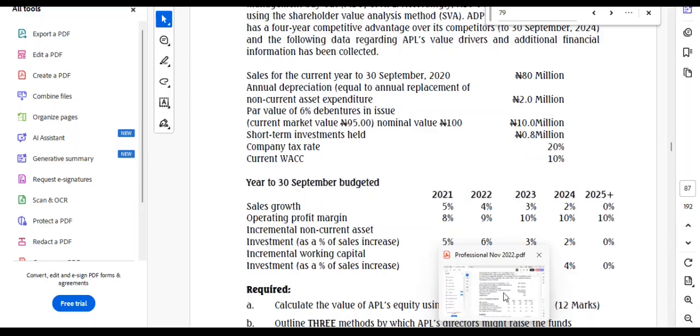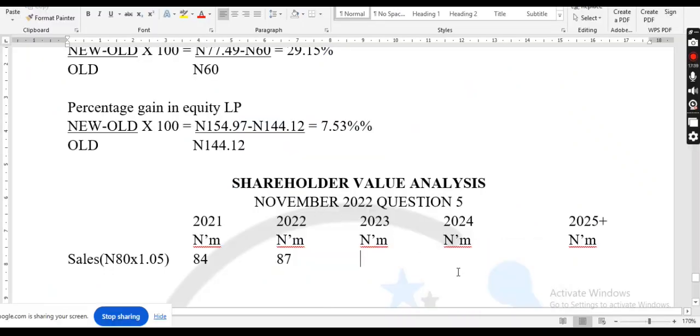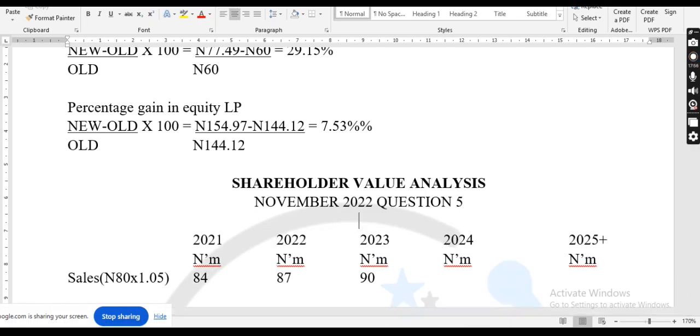Sometimes, what we've been doing so far, they may give you only one sales growth, maybe 5%, so you just grow everything. But in this question, you were given different growth rates for different years. So what do you have here? 90. Next, the name of the company, Aderukpoko. Determination of free cash flow.